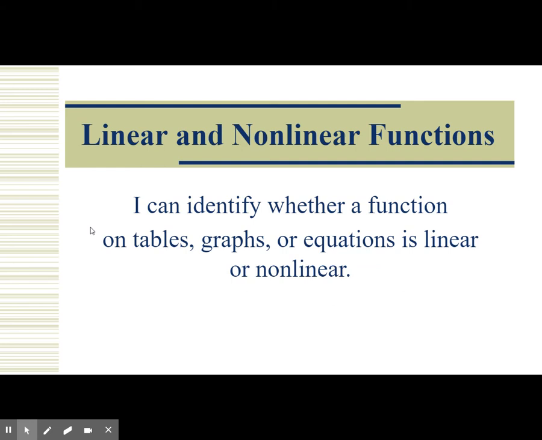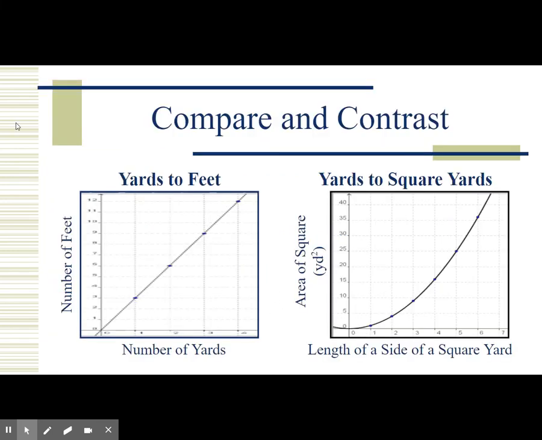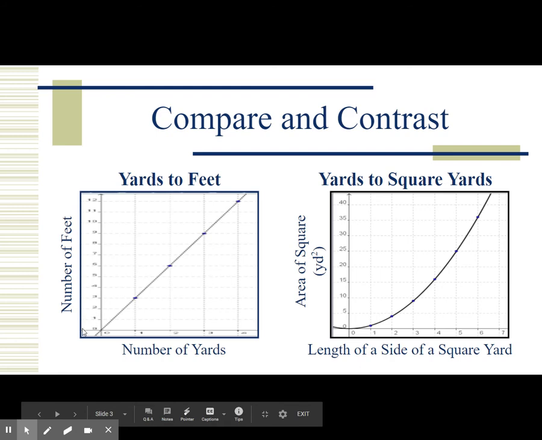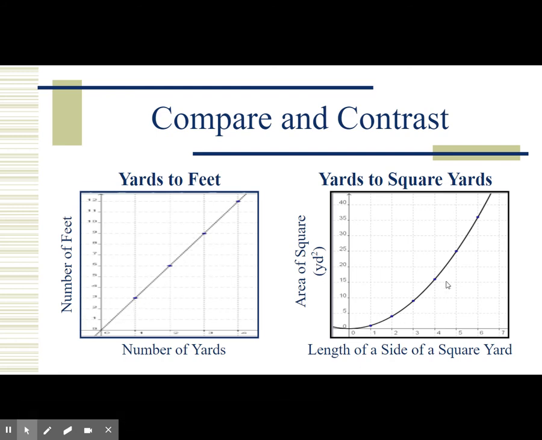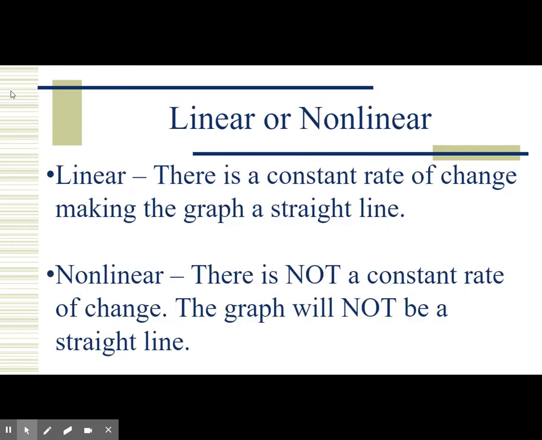So now the next thing we're going to do is identify whether a function is linear or nonlinear. We're going to look at tables, graphs, and equations. Normally that would start off with putting two graphs on the board, and having the class look at them and tell me, compare and contrast. What do you see? What's the same about the graphs? What's different? Normally, students would say they are both increasing. They would say that this one has a straight line, that this one's curved, and then we would use that to talk about linear or nonlinear.